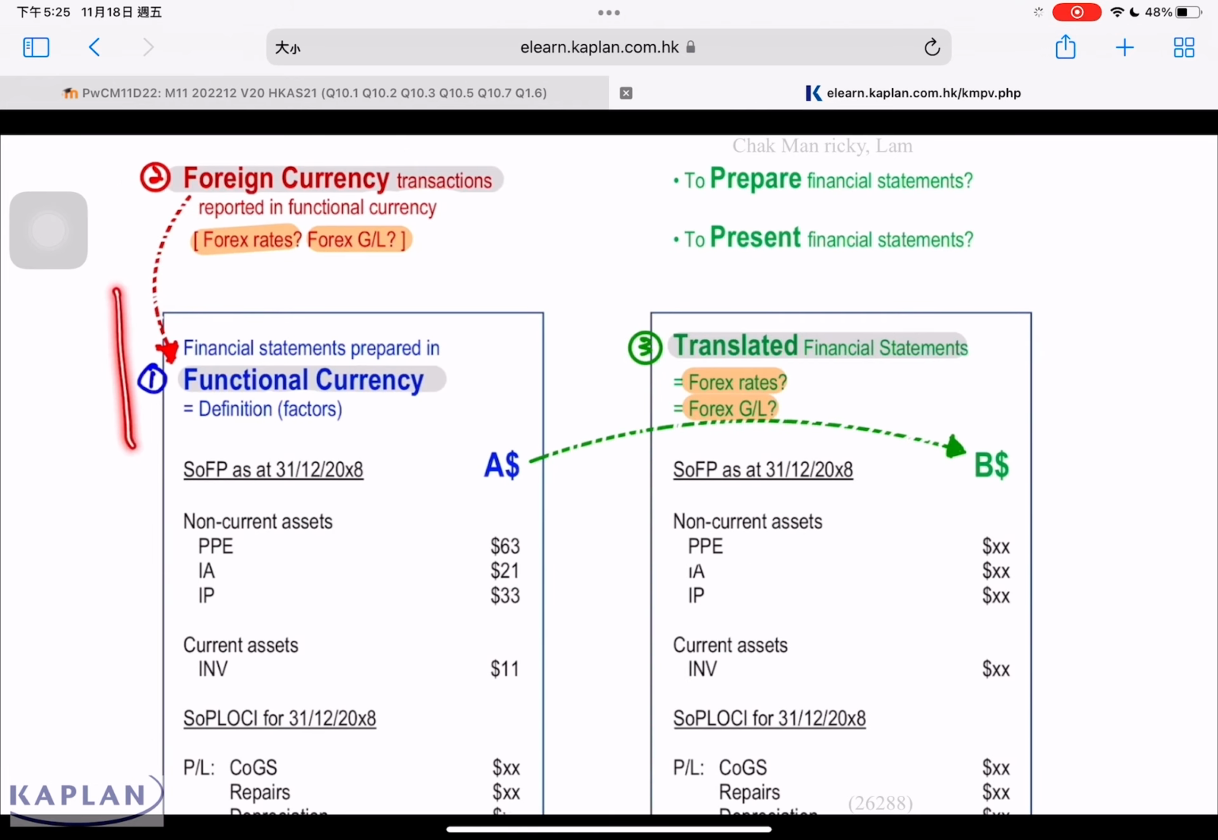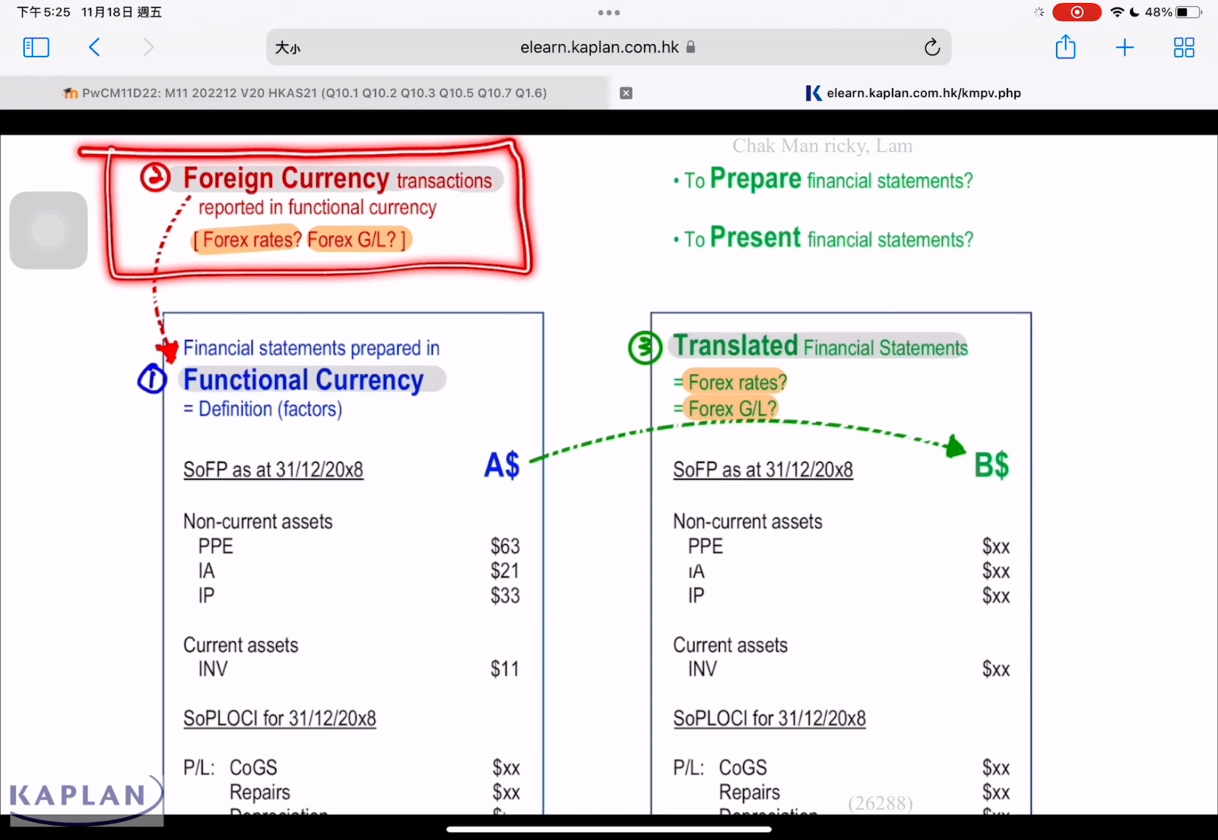So far we discussed that financial statements must be prepared in functional currency. How do we determine what the functional currency is? We must consider the factors. Secondly, we discussed that if you have a foreign currency transaction, it must be recorded in functional currency. When you record in functional currency, you need to know what exchange rate to use and how to account for forex differences, depending on whether it's a monetary item or non-monetary item.